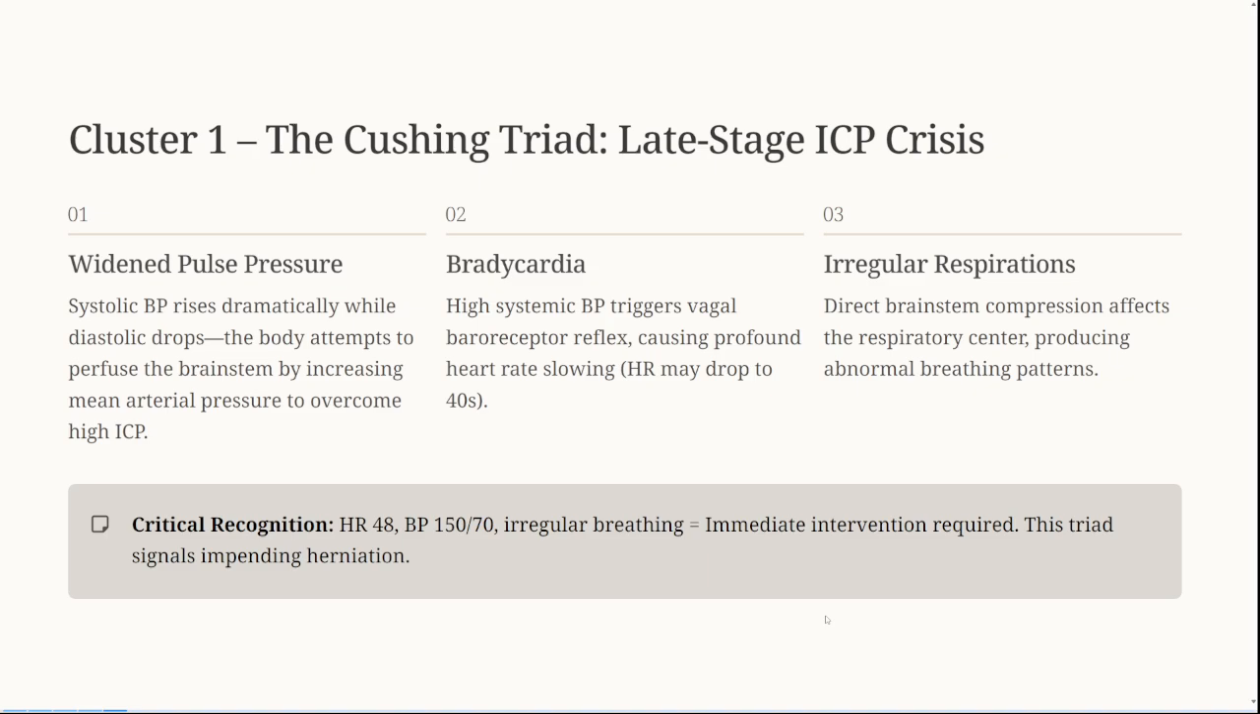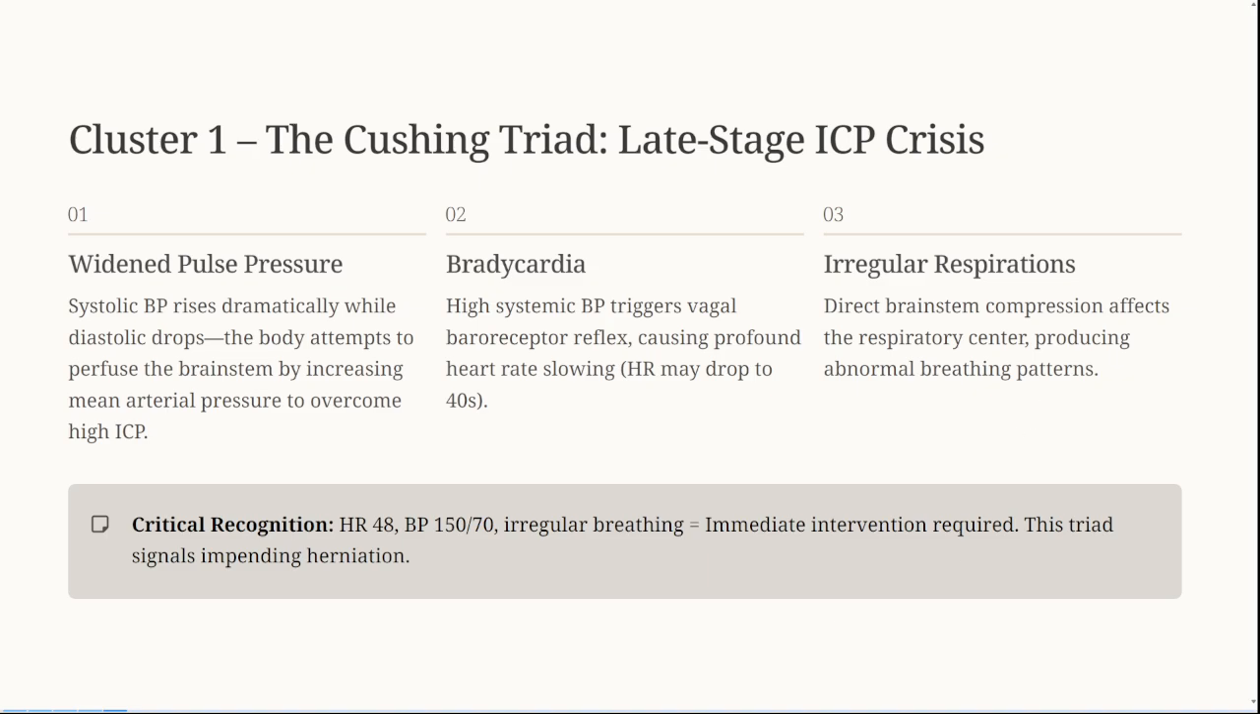So the increased BP is actually the body trying to save itself. It is, exactly. But this high systemic blood pressure triggers a reflex response from the vagus nerve. It's a baroreceptor reflex, which causes the heart to slow down dramatically. Which leads to the bradycardia. The bradycardia. You couple this with direct brainstem compression affecting the respiratory center, which causes irregular respirations, and there you have it, the complete deadly triad. So you see an HR of 48, a BP of 150/70, irregular breathing.